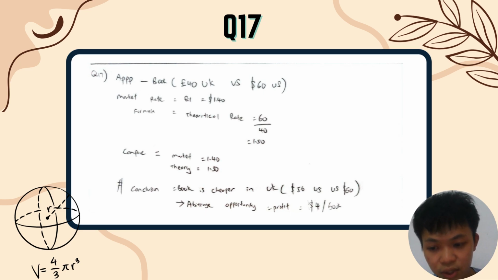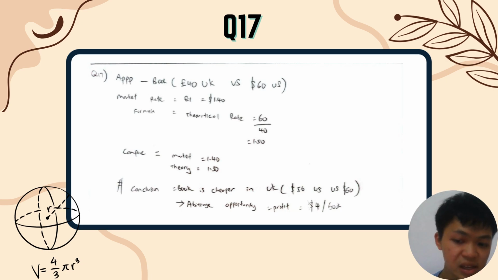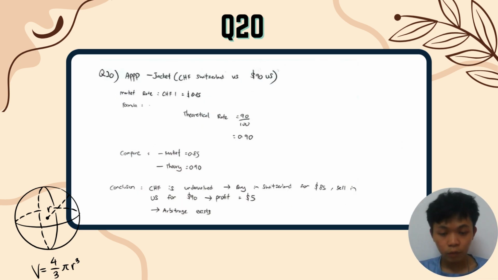So the arbitrage opportunity is buy in the UK for 56 US dollars and sell in the US for 60 US dollars. So the profit is USD 4 per book excluding the cost. Since there is a price difference when adjusted for the exchange rate, APPP does not hold. An arbitrage opportunity exists due to the price inefficiency. Move on to question 20.